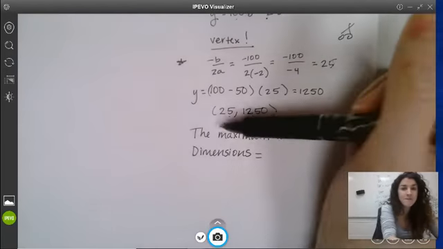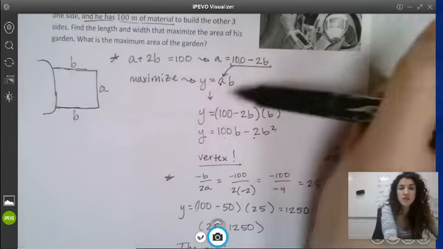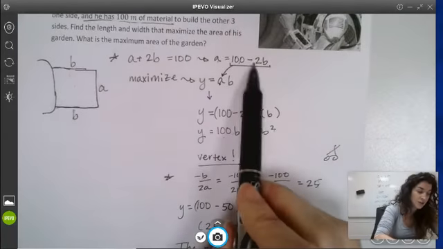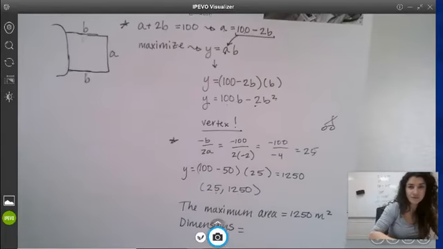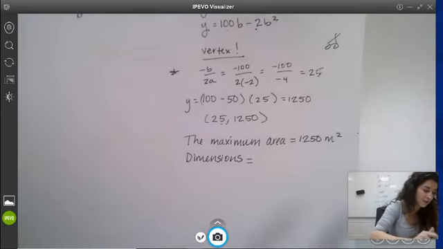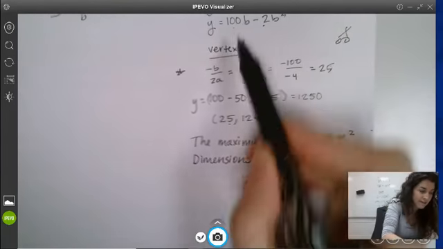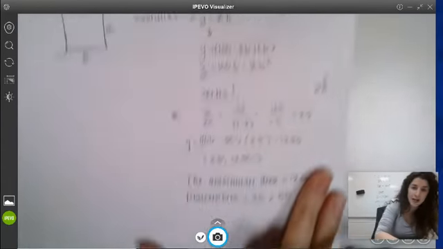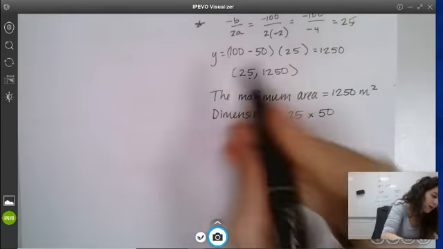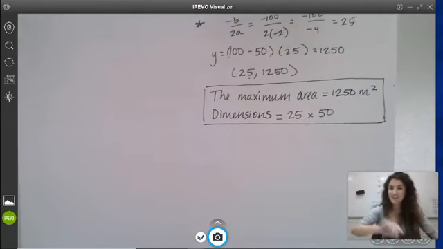The dimensions, we have solved for 25 for b. We have not, however, solved for a. So we just need to really quickly subtract out 50 from 100 to solve for a. 2 times 25 is 50, and 100 minus 50 is 50, so a is 50. So the dimensions are 25 times 50. 25 is b. We just needed to solve for a in order to get the final dimensions. But those are the dimensions of our maximized area. Good job.